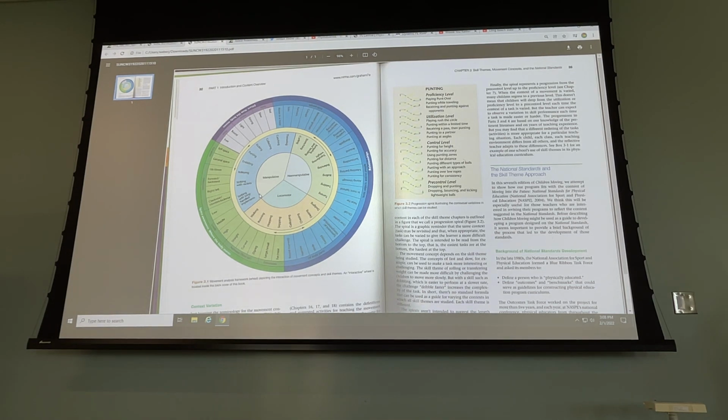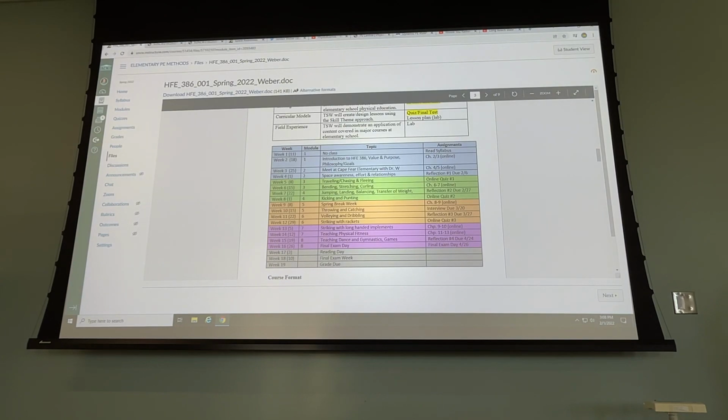If you look at the outside of the wheel, it says relationships, effort, and space awareness. So that is today's lesson plan. Next week, we'll be talking about traveling, chasing, and fleeing. Following that, bending, stretching, and curling. And we'll talk a little bit about each segment that's in here.